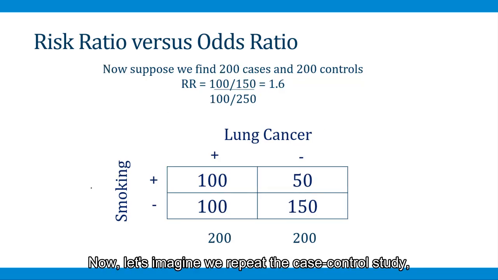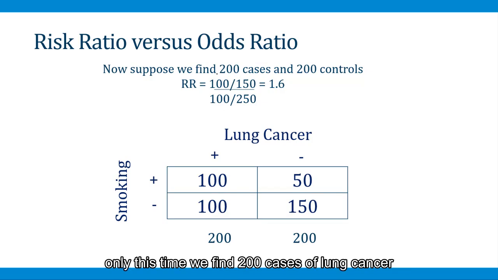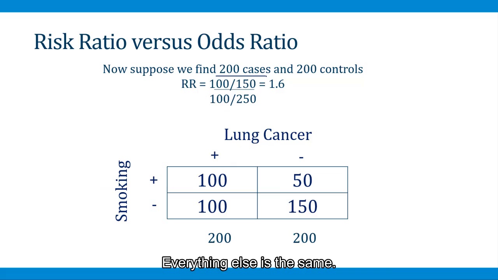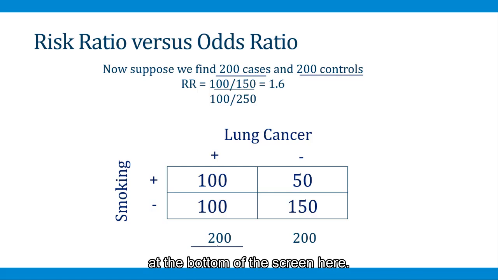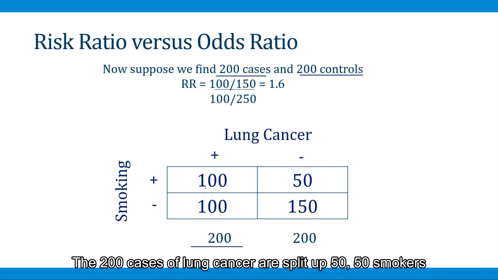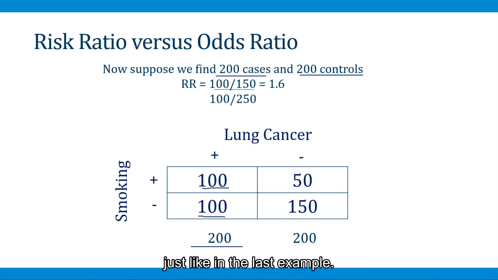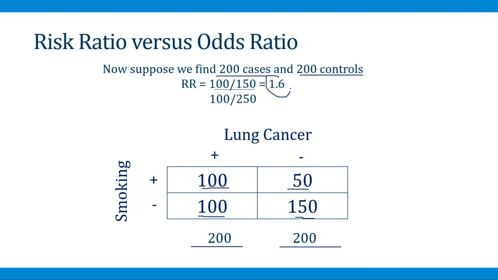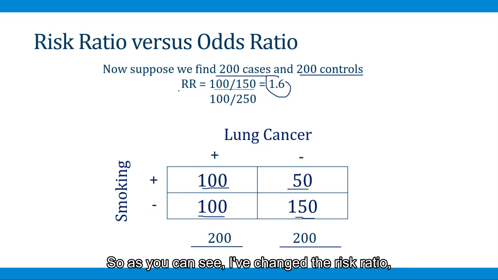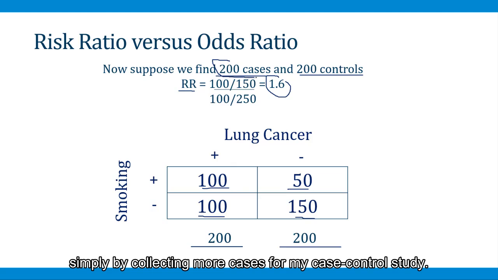Now let's imagine we repeat the case control study, only this time we find 200 cases of lung cancer instead of 100. Everything else is the same, we still find 200 controls to go with the 200 cases. I can now make the 2x2 table at the bottom of the screen here. The 200 cases of lung cancer are split up 50-50 smokers and non-smokers, just like in the last example. And once again, for the 200 controls, only a quarter of them will smoke, so we'll split that group up 50-150. Now if we do the math and calculate the risk ratio or the relative risk, it comes out to 1.6.